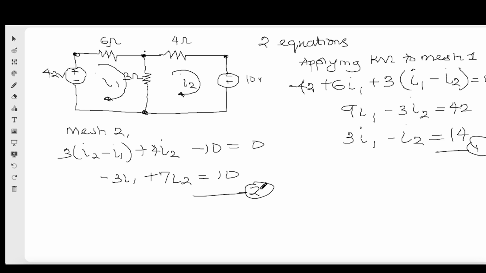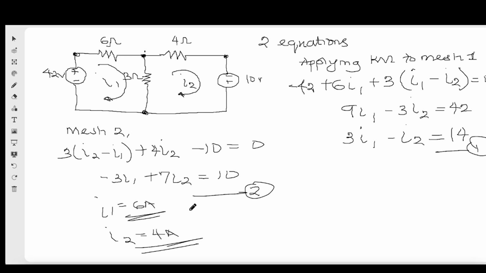I can get voltage on 4. I can use it to get different variables of interest in this circuit, right? So if I solve this by using a calculator, I will have I1 equals 6 amperes and I2 equals 4 amperes. You can confirm this using your calculator. So you can see that that is very straightforward to get.